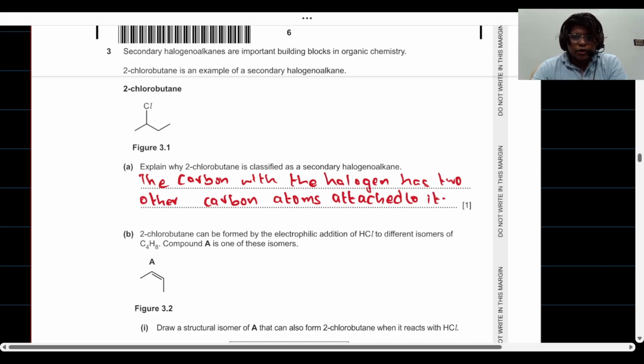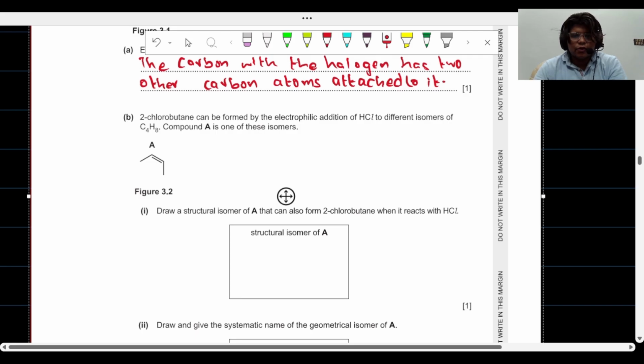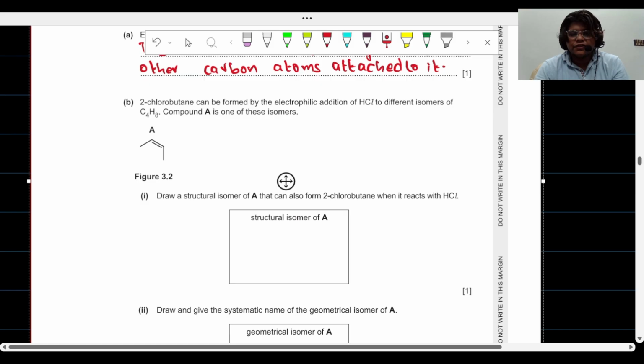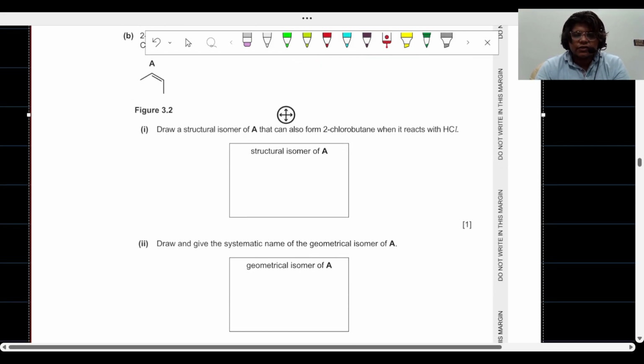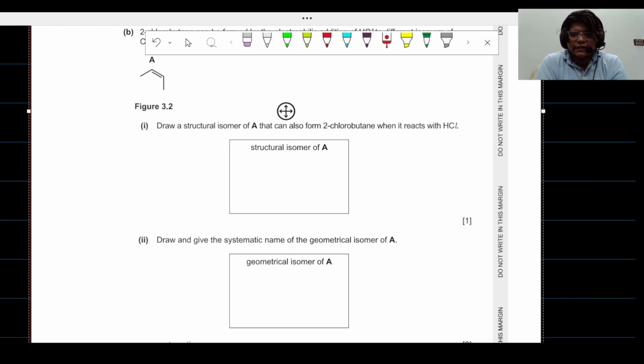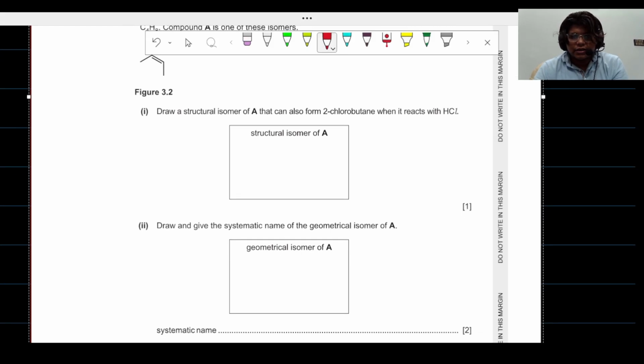Then in part B, it says that 2-chlorobutane can be formed by the electrophilic addition of HCl to different isomers of C4H8. Compound A is one of these isomers. So if you go with the electrophilic addition of HCl, how can we form 2-chlorobutane if we do electrophilic addition on C4H8? One of these isomers of C4H8 is this. We need to draw a structural isomer of A, that is C4H8, that can also form 2-chlorobutane when it reacts with HCl. So this could be something like this, if I have 2 here, 1 2 3 4.